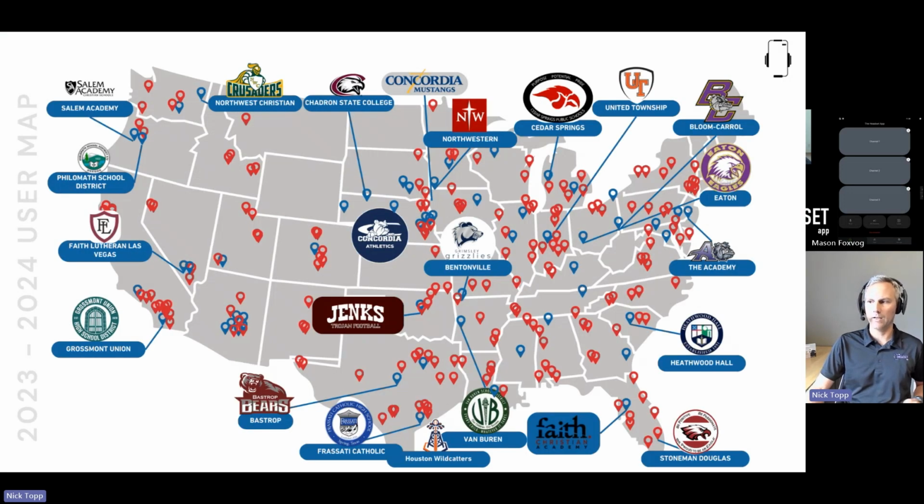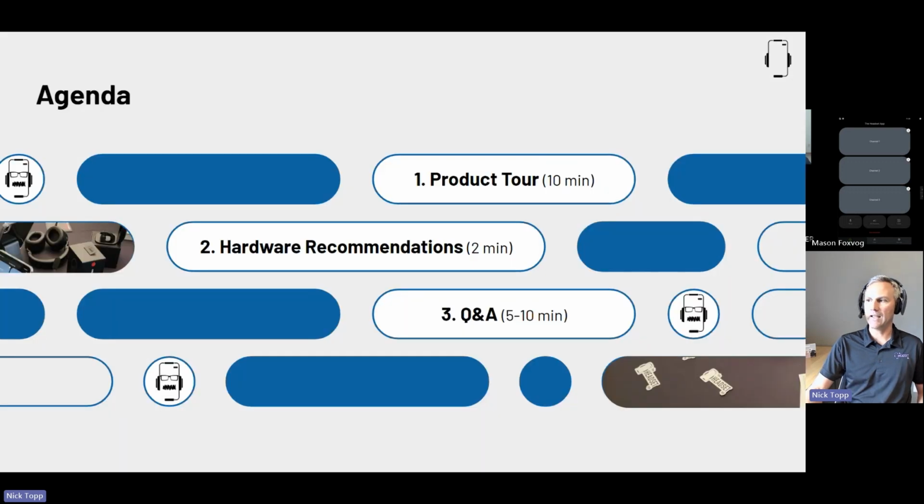We've had really good adoption rates over the last year and a half of us being in business. We have been excited to partner with a handful. And here's a quick user map of our customers. Here across the United States, we've had a couple outside of the United States. Today, we're just going to do a quick product tour. I'm going to introduce Mason here in just a second. We have recommendations around hardware. We are not a hardware provider, but we have tested a handful of products and have some recommendations specifically as it relates to football and baseball use. And then we'll be happy to answer any questions you might have.